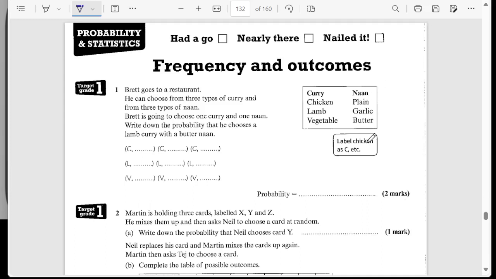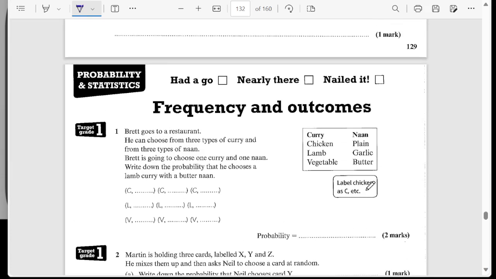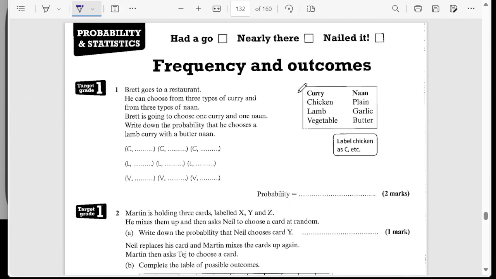Today again I'm looking at the Foundation Tier Revision Workbook from Edexcel, and I'm going to be doing page 130, and this is Frequency and Outcomes, or topic 130, Frequency and Outcomes.